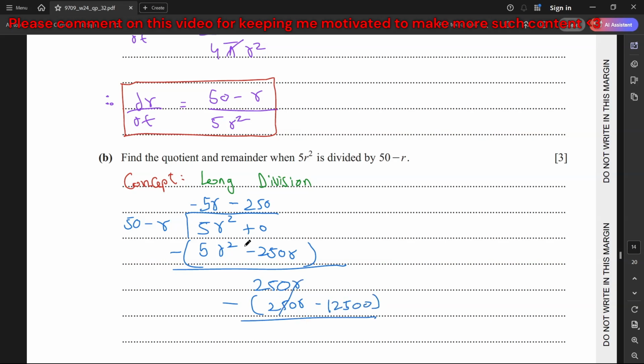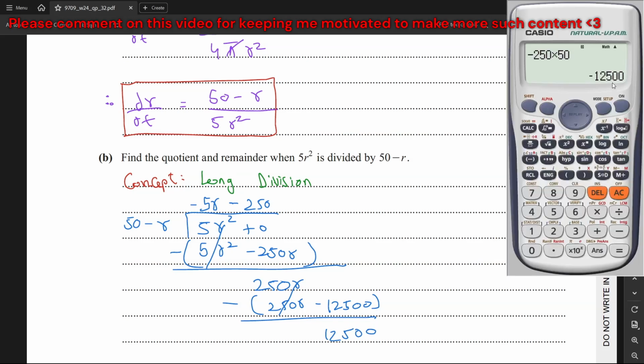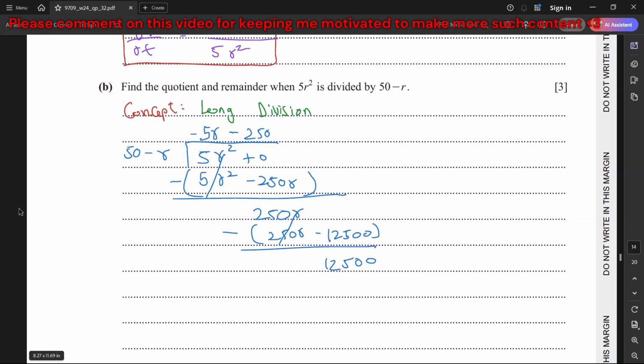So from here we can clearly see that this gets cancelled out and I'm left with 12500. Okay, I hope it was 12500. Yes, indeed it is. And therefore what I can say over here is that my quotient will be minus 5r minus 250, and my remainder is going to become 12500. And guess what this is? Yes, you guessed it right, my dear friend. It is going to be your final answer to this part.